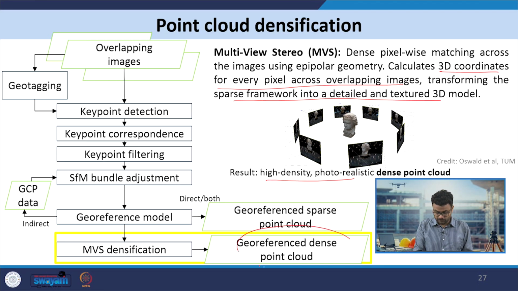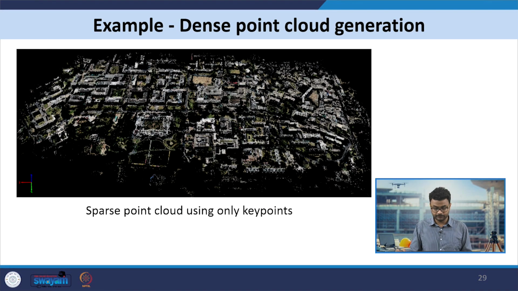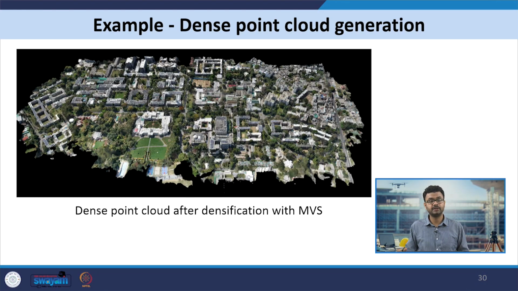So this is what we get after this, a georeferenced dense point cloud. So if this was the sparse point cloud that we had achieved earlier using only key points, then this is the dense point cloud which is achieved after densification with multi-view stereo. Now analyzing a point cloud directly is very computationally demanding, as well as many geospatial applications require data in raster format rather than the point cloud.